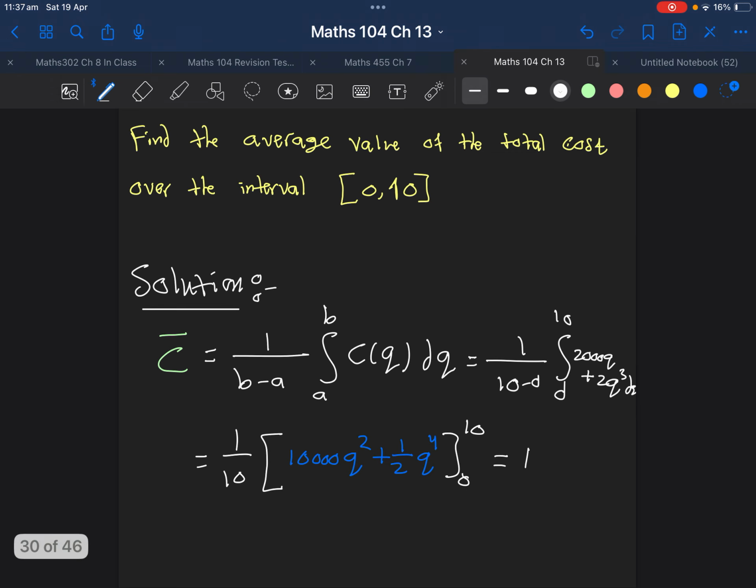Which would be $100,500. That's the average cost.